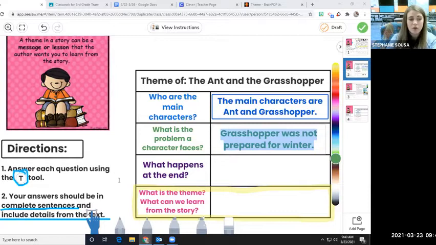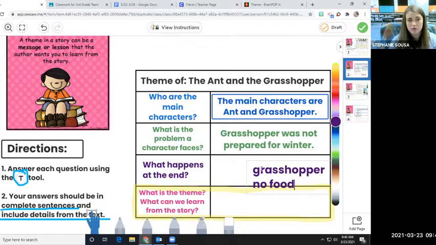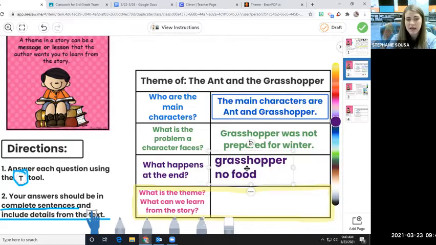All right. What happens at the end? Here's what I am not going to type. I am not going to type grasshopper, no food. Why? Because that's not a complete sentence. Okay? Grasshopper had no food. No one gave grasshopper food. Grasshopper didn't give anybody else food. I don't know what you're saying. So we're going to write in a complete sentence. What happened at the end?